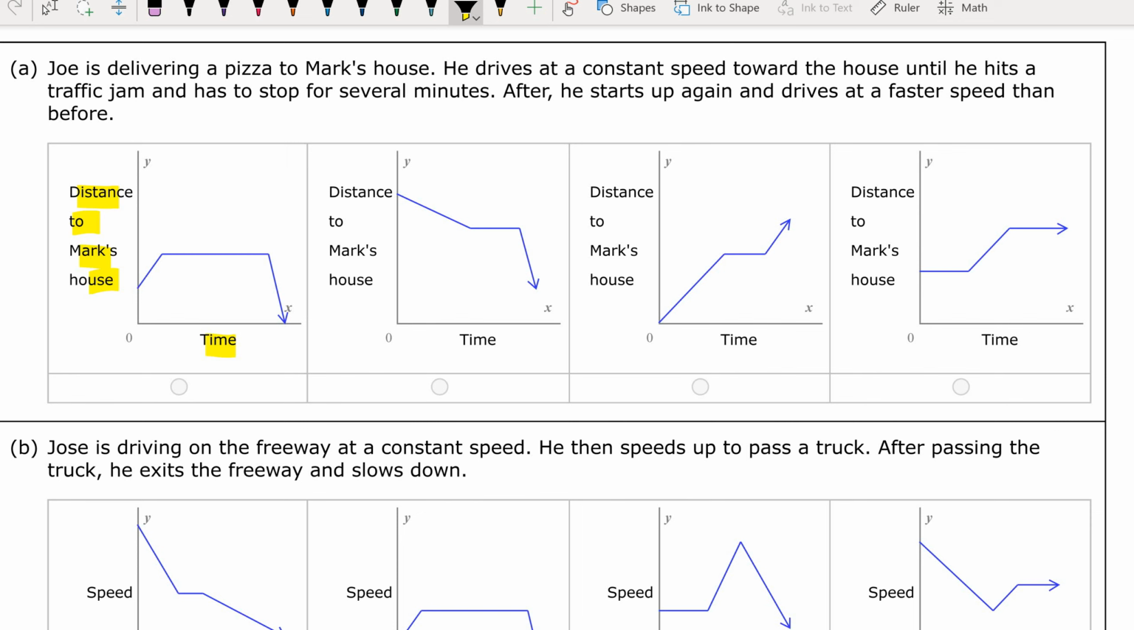Toward the house until he hits a traffic jam. So as time goes by, distance will not increase. So it's going to go sideways. And then he stopped for several minutes. After that, he started up again and drove faster, which means the second slope is steeper than the first one. The correct answer will be that. Okay. Constant speed, so as time goes by, distance gets further and further away.